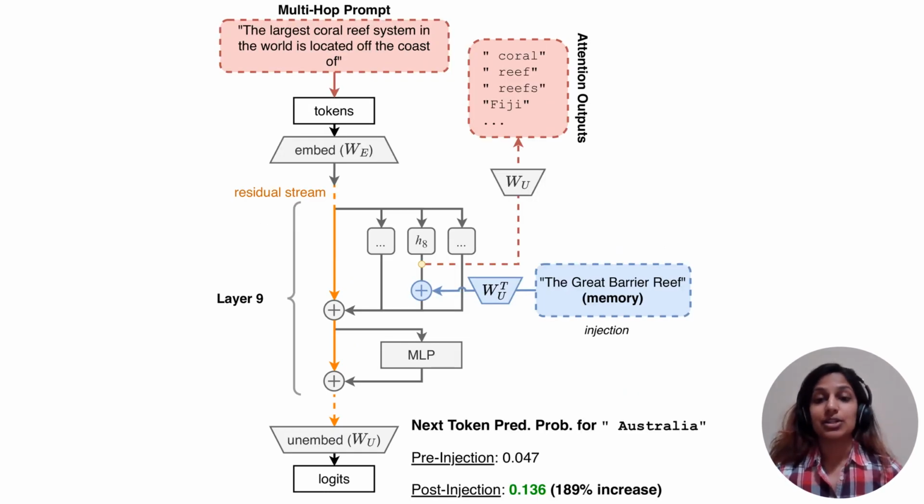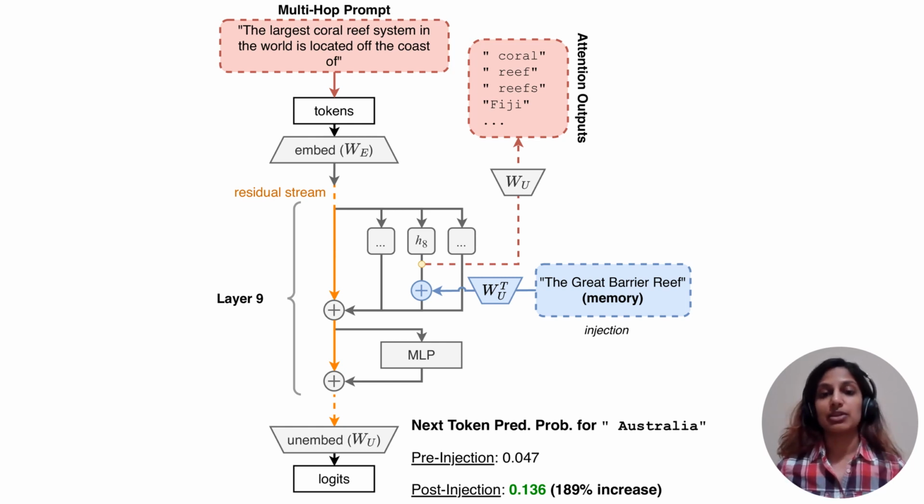Now that we have localized a source of behavioral discrepancy between the single and multi-hop prompts, we form a hypothesis. We hypothesize that the reason the model misbehaves on the multi-hop prompt is because it is not resolving that intermediate entity. It is not resolving the fact that the largest coral reef system is the Great Barrier Reef before it attempts to locate where it is. We test this hypothesis explicitly by attempting to provide a memory, or in this case, the Great Barrier Reef, as a hint directly to the model.